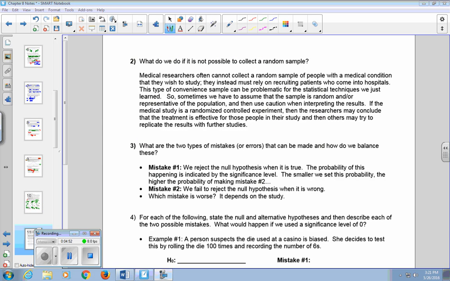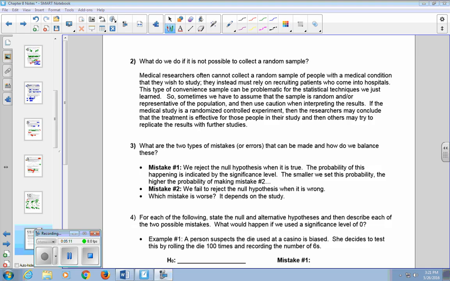All right, so number 2, what do we do if it's not possible to collect a random sample? Medical researchers often cannot collect a random sample of people with a particular medical condition that they wish to study. They instead must rely on recruiting patients who come into hospitals. This type of convenient sample can be problematic for the statistical techniques we just learned.